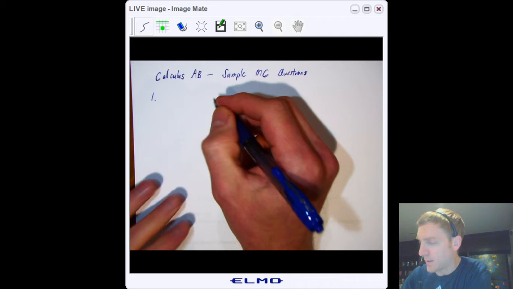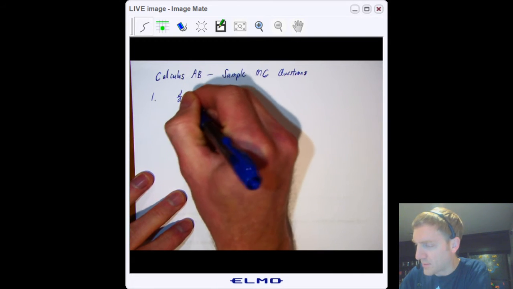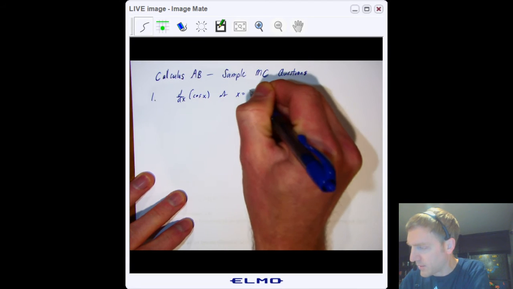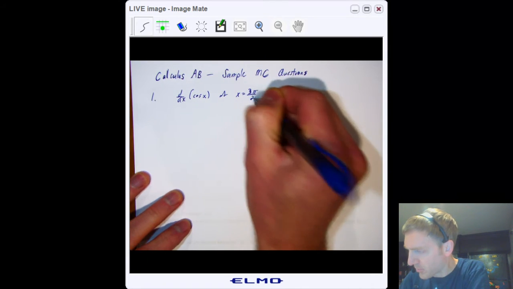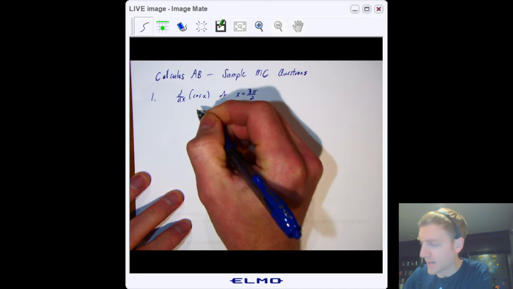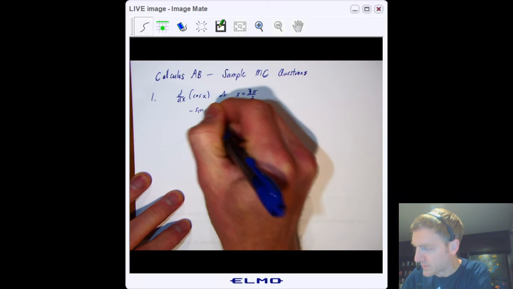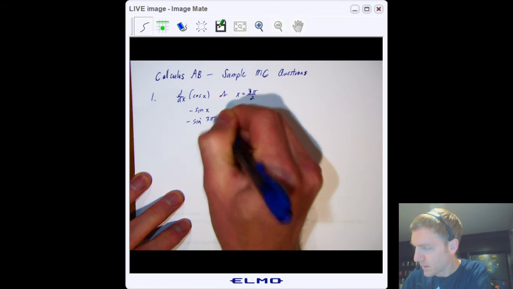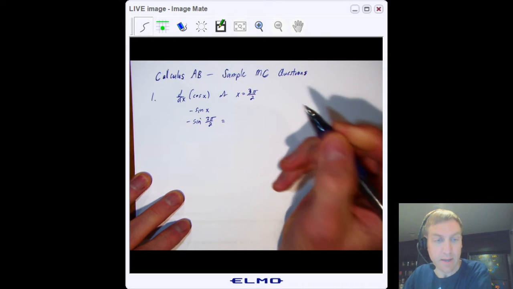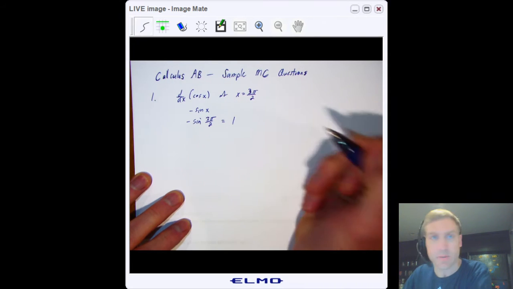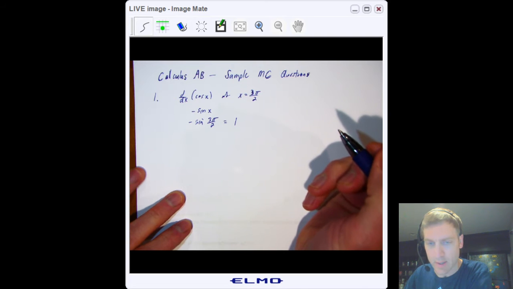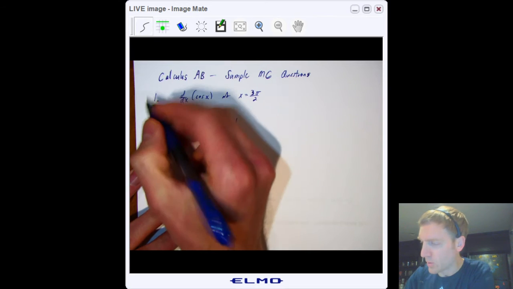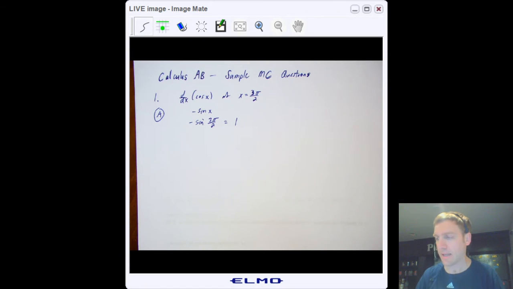Okay, so we want to find the derivative of cosine x at x equals 3 pi over 2. Well, the derivative of cosine x is negative sine x, and then you plug in 3 pi over 2, negative sine 3 pi over 2. Sine 3 pi over 2 is negative 1, so that answer is positive 1. So number 1 is A.